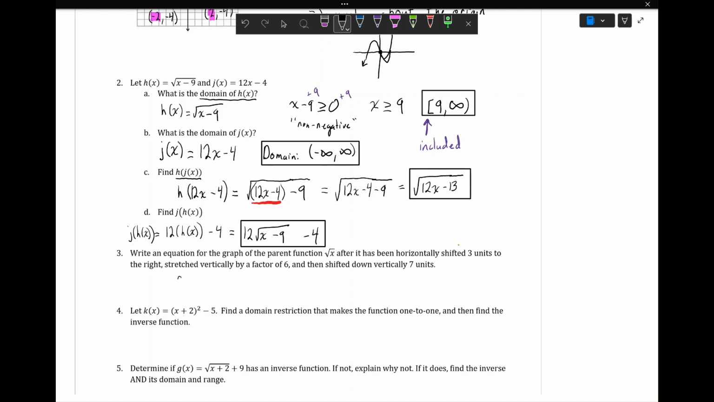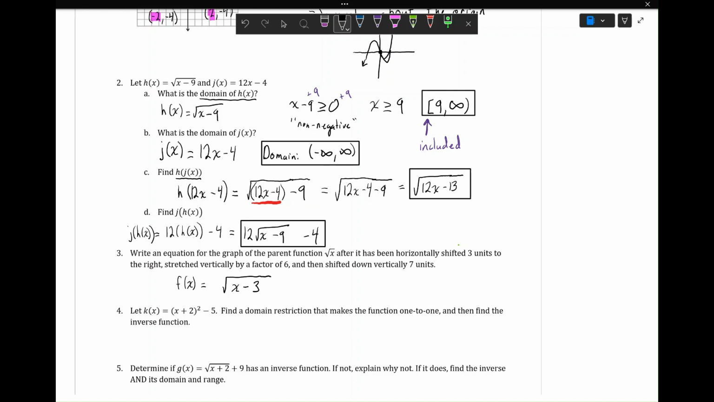So I'm just going to call this f of x, and I know I'm going to have a square root with an x in it, but I need to apply those transformations. So my first transformation is shifted 3 units to the right. You may remember that when we do things horizontally, we apply it directly to the x, and it's the opposite of what we expect. So 3 units to the right, it seems like a positive movement. We do the opposite, so it's a minus 3.